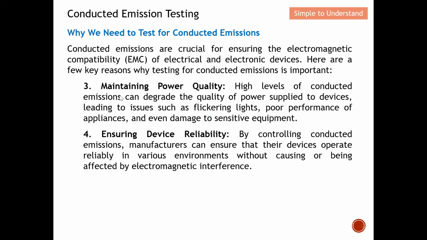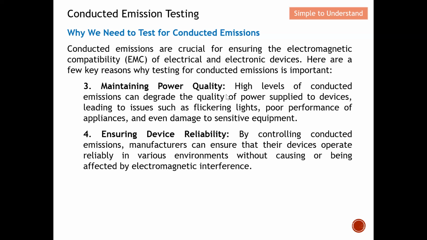Number three, we need to ensure that we maintain the power quality. If we have a high level of conductor emission, this may potentially degrade the quality of the power supply to devices, leading to issues such as flickering light, poor performance of appliances, and even damage to sensitive equipment. So in short, your emission can have a severe effect on neighboring devices.